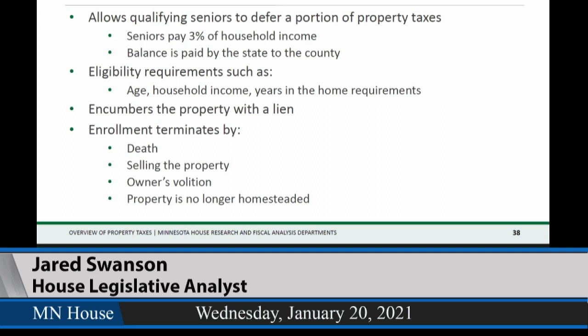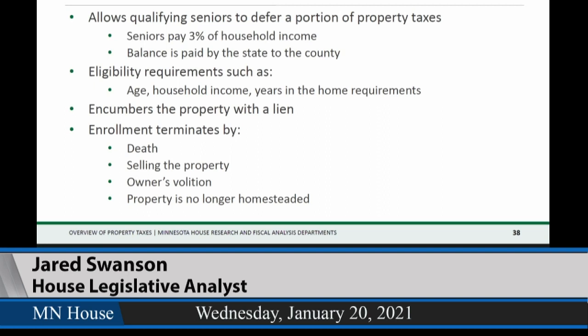So participants in the program pay an amount of their property taxes that's equal to 3% of their household income, and the balance of their property tax bill is paid by the state. And this is not a credit or a refund, so the state treats this as a low interest loan, and that loan must be repaid before the owner of the home wants to transfer the title.